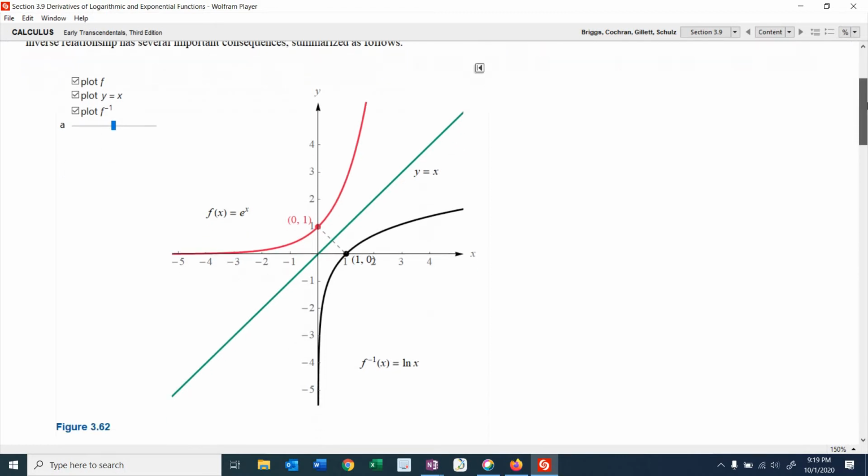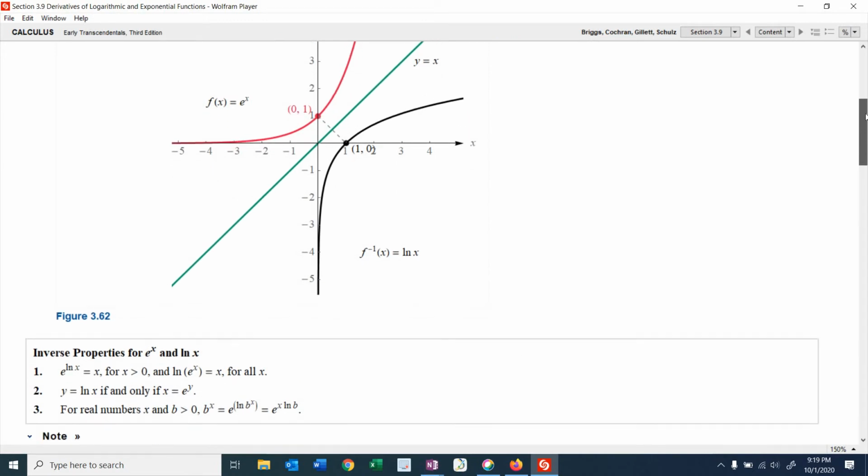Okay, so having said that, there are certain properties that we should be familiar with before we find the derivatives of exponential and logarithmic functions. So let's talk about these properties. The first property here says that if you take e and raise it to the ln of x, it's equal to x for all x greater than 0. And I'll show you why that's true in a moment. The second property here says that ln of e to the x is equal to x for all x values. So let's see why this is true.